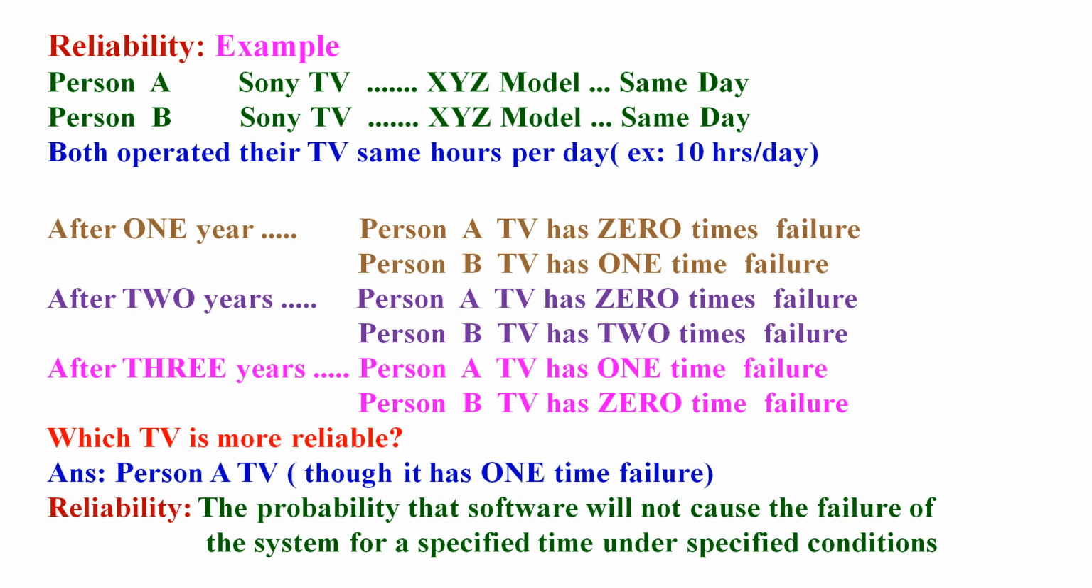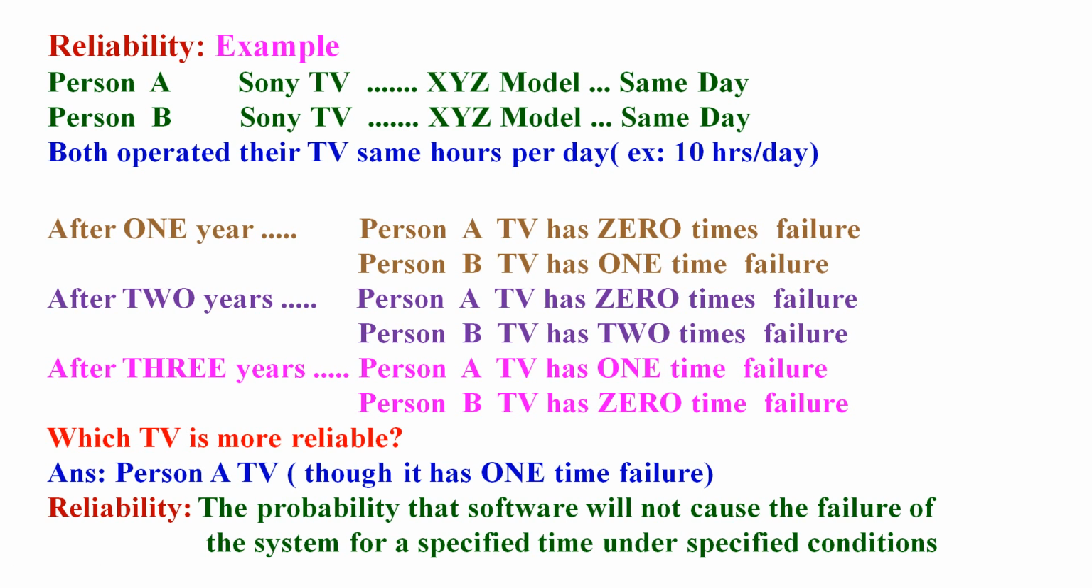Yes or no? Now, which TV is more reliable now? See, obviously, person A TV is more reliable than person B TV. Why? Because for the last 3 years, person A TV has 1 time failure. Whereas person B TV has totally how many failures? 3 time failures. In the first year 1 time, in the second year 2 times, in the third year 0 times.